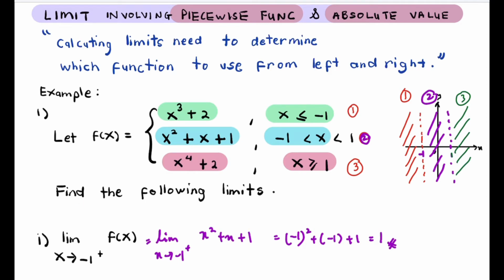So the first one is limit of f(x) as x approaching -1 from the right. So let's see here, x approaching -1 from the right. So this will involve function number 2. So let's cut and paste the function number 2 here. Therefore, since our function is a polynomial, we can directly substitute x is -1 here. So let's put in (-1) squared plus -1 plus 1. So this will result to 1. This is your final answer.